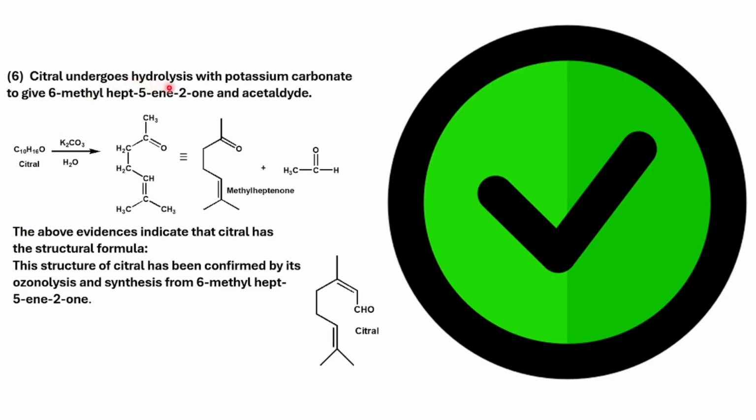Citral undergoes hydrolysis with potassium carbonate to give 6-methyl hept-5-en-2-one and acetaldehyde. Here you can see citral after the reaction with sodium carbonate and water. It's a base, and then we will get methyl heptenone along with the aldehyde, acetaldehyde. The above evidence indicates that citral has this structural formula. Here's the structure of citral. This structure of citral has been confirmed by its ozonolysis and synthesis from 6-methyl hept-5-en-2-one.